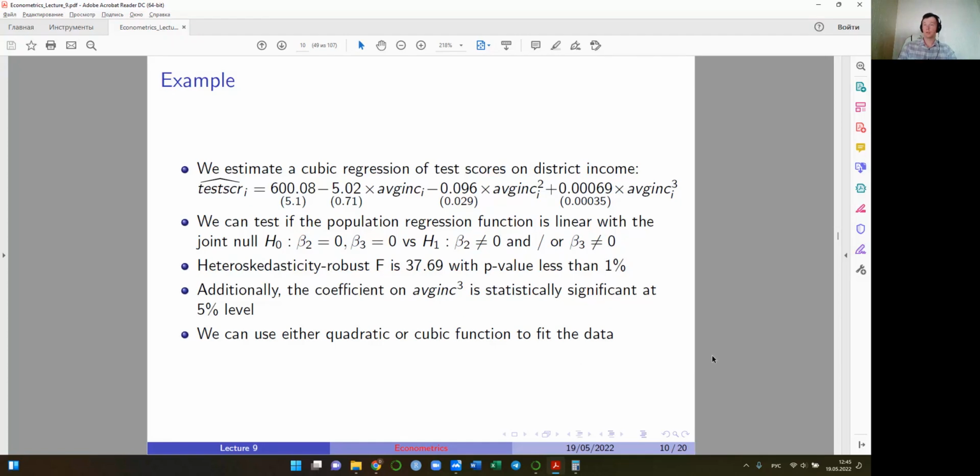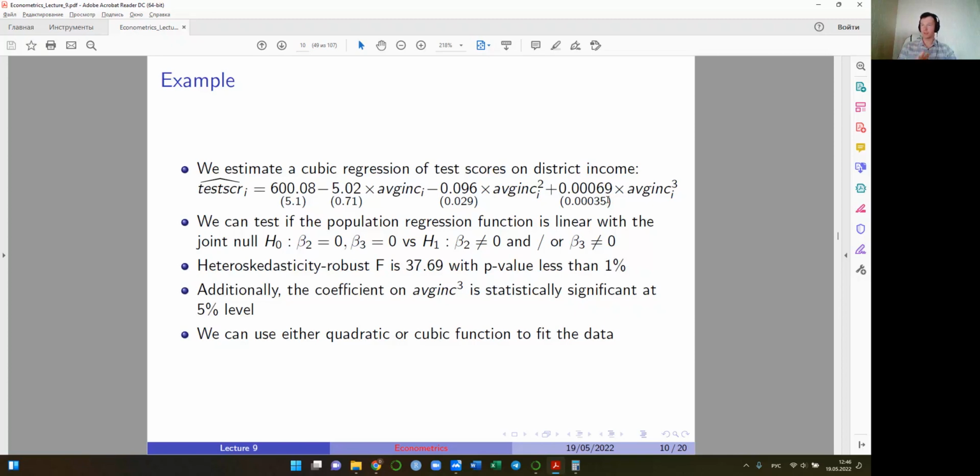Can we leave both of them, quadratic and cubic? We can, yes, but be careful, because we are at the margin of not rejecting H null regarding this single coefficient. So that's why we can probably use both of them.